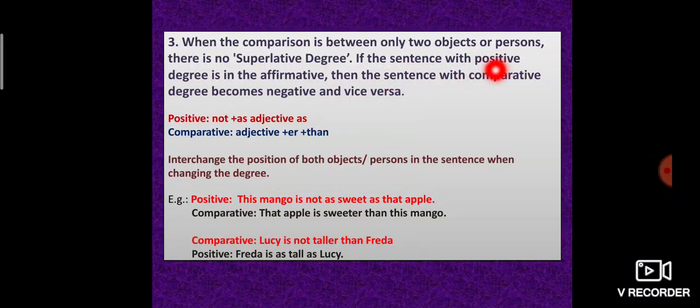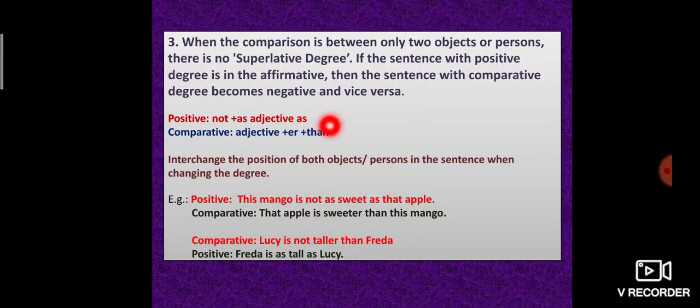If the sentence with the positive degree is in the affirmative, the sentence with the comparative degree becomes negative. And if the sentence is negative, it will become positive. Example: positive, not plus as plus adjective plus as; comparative, adjective plus er plus than. Let's see, my dear students, let's see the interchange. If the sentence is in positive, how will it change into negative? Not plus as, adjective, as.